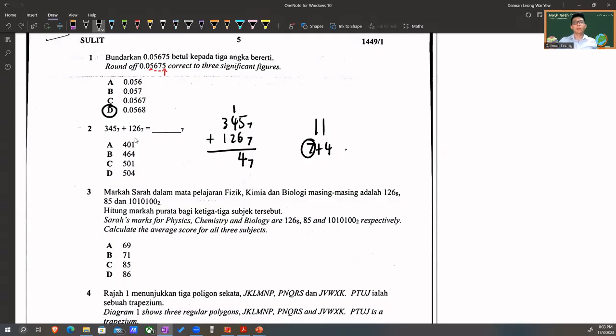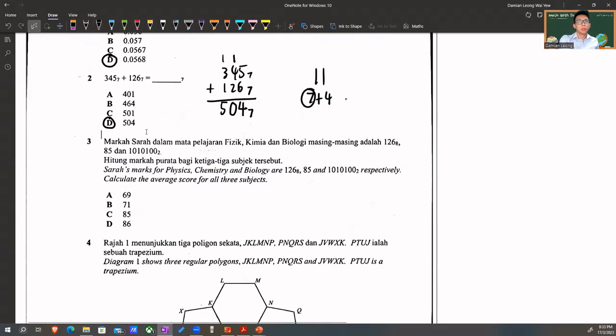And here, 1 plus 4 plus 2 is 7. Again, carry that over, becomes 1 here. Nothing left, so I put 0. Then 1 plus 3 plus 1 is 5. So the answer is 504 base 7. So the answer is D.